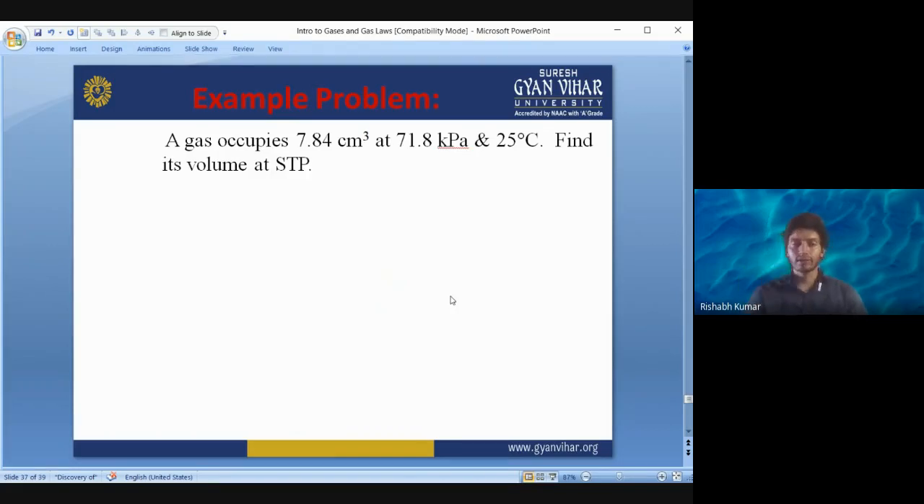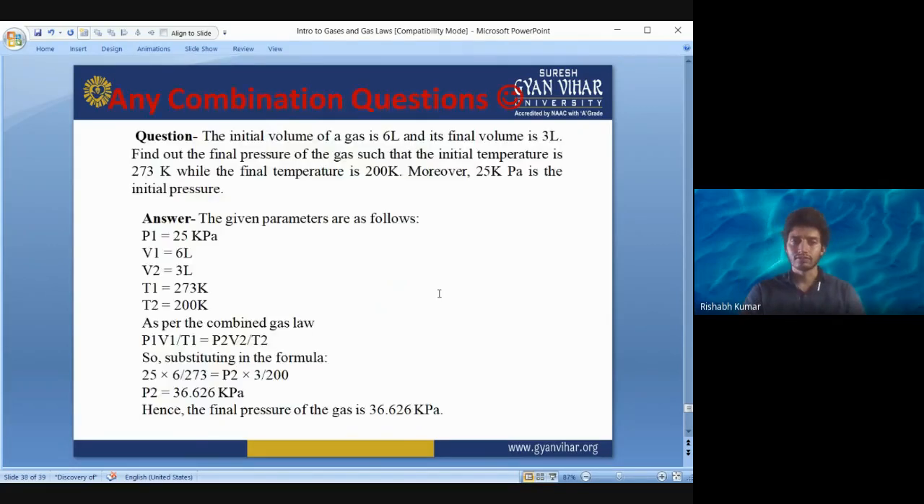Okay, so a gas occupies, we can do this, no problem. So let us see, the initial volume of a gas is 6 liter and its final volume is 3 liter. So volume is decreasing, right? Volume is decreasing. Find out the final pressure of the gas such that the initial temperature is 273 Kelvin while the final temperature is 200 Kelvin. So क्या हो रहा है, उसका volume भी घटाया जा रहा है. वॉल्यूम हाफ करा जा रहा है और टेम्परेचर भी घटाया जा रहा है.